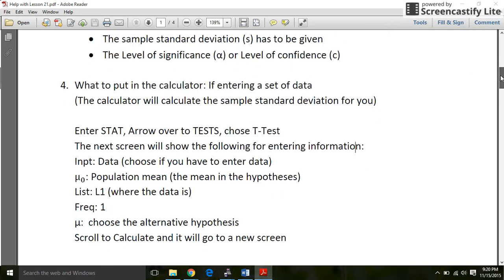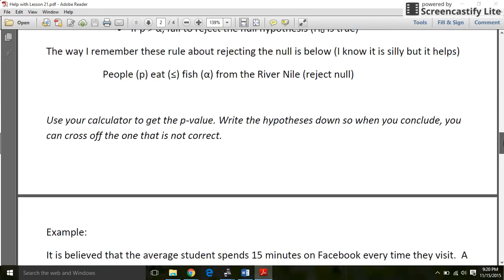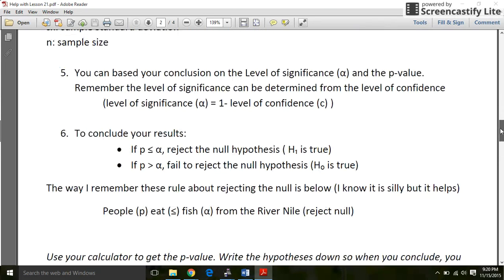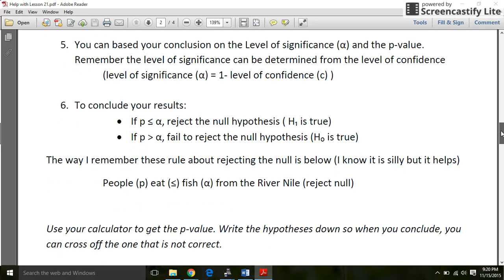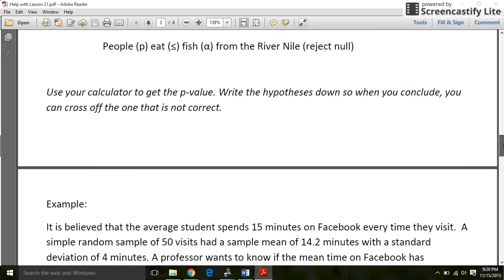All right, so let's go ahead and do the example that I have on here. And again, remember the rules are the same. Level of significance and level of confidence are very similar. And again, if you can, use my rule of people eat fish from the River Nile, and it helps you with your null hypothesis.